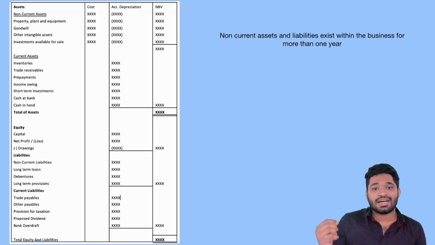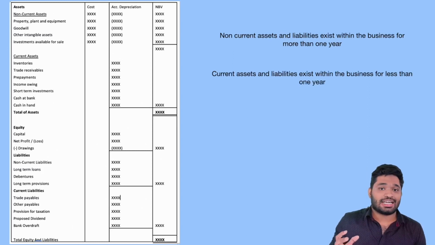Guys, non-current assets and liabilities are the assets and liabilities that stay with the organization for a period just more than 1 year. Right now, when you buy a motor vehicle, you use it for 2-3 years. So it is a non-current asset. If you take a bank loan, you will take about 3-4 years to settle it. So that is a non-current liability.